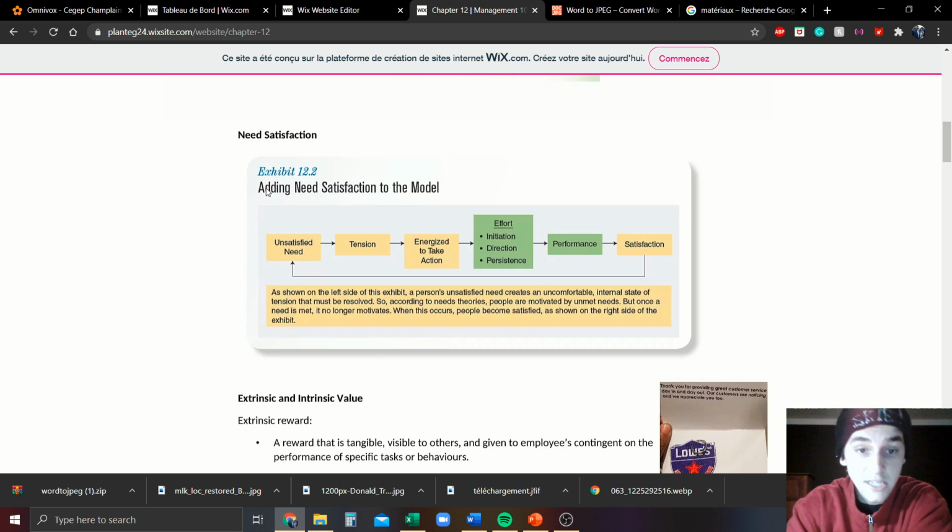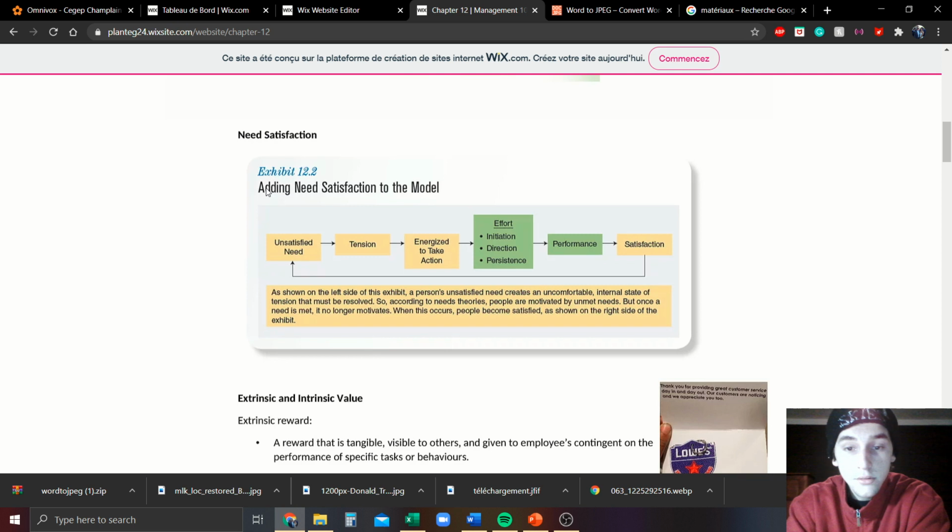When people have unsatisfied needs, it brings tension to people because they find that they really need to satisfy these needs. It energizes them to take action. Then it leads to effort, then performance, and then they can satisfy their needs, which brings satisfaction.